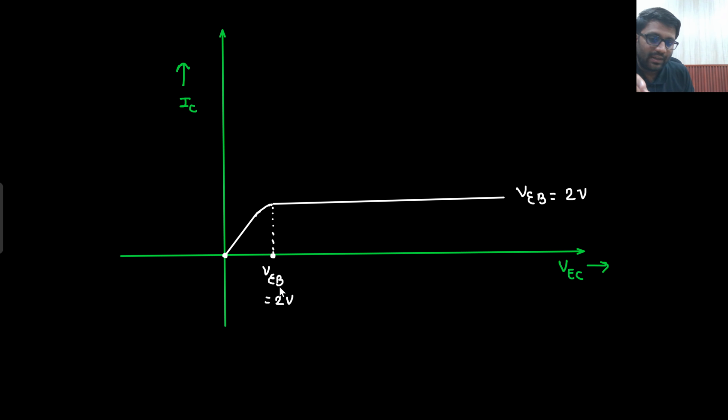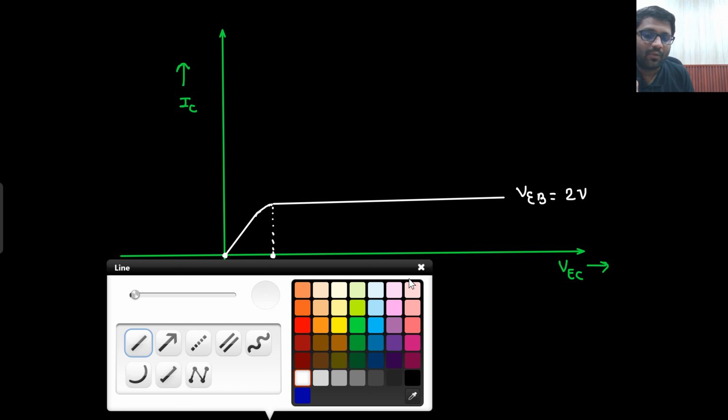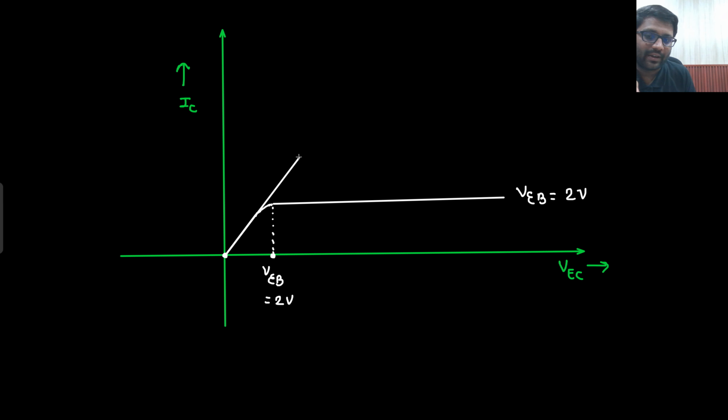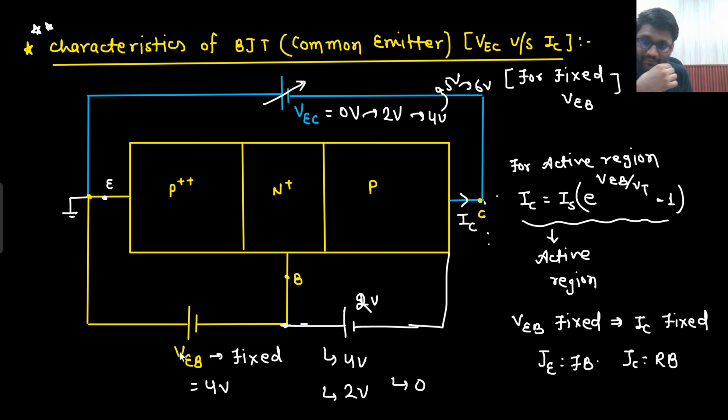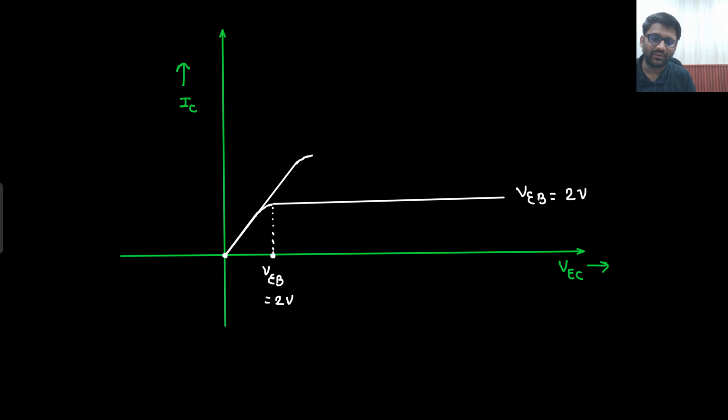Here I needed to apply 2 volt, but now how much do I need to apply? I need to apply 4 volt here. So this time I need to apply more potential. Along with that, my IC current would also be more, no? When VB was 2 volt, the equation was IS e to the power 2 by VT minus 1. Now it is 4 volt, so the equation would be IS e to the power 4 by VT minus 1. That means current has increased. So this current would be more.